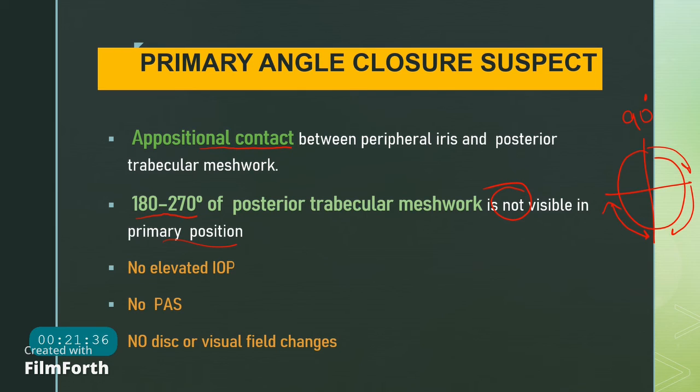And in that, another thing which is important is the pressure should be normal. There should be no peripheral anterior synechiae and no disc or visual field changes. So no disc changes, no visual field changes, no synechiae, no elevated IOP, just occludable angle in 180 to 270 degrees. Why am I saying this is because in Asians it is taken 180 and in non-Asians it is taken 270.